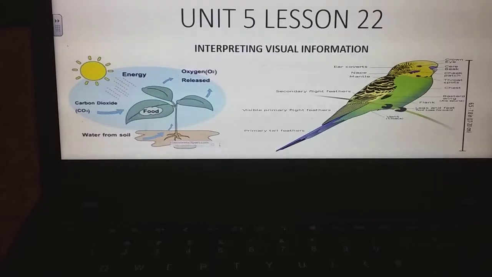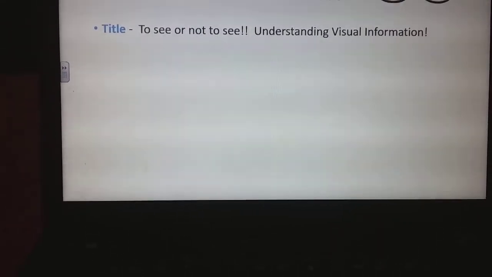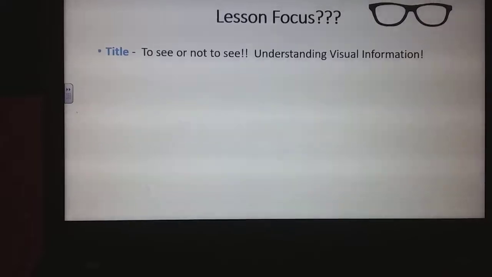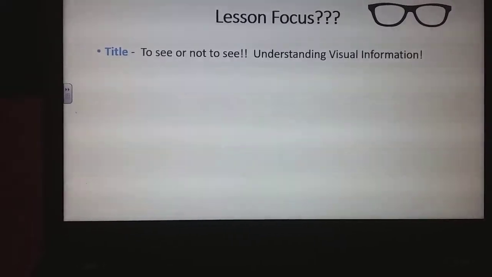Guys, and welcome to Unit 5, Lesson 22, Interpreting Visual Information. All right, so let's go ahead and start out with our lesson focus. Our title is To See or Not to See, Understanding Visual Information.